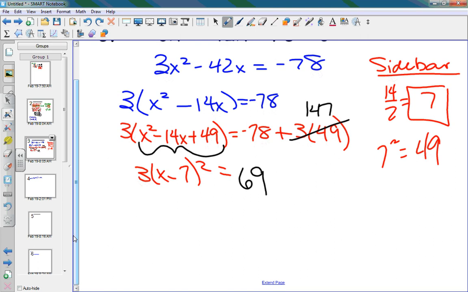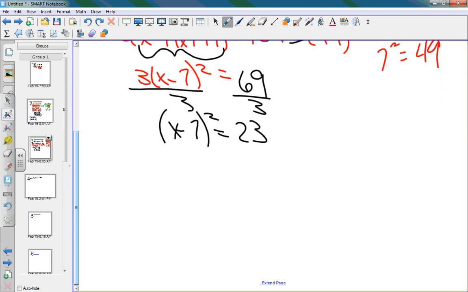So now, Brendan, what do I do? Because I want to find my x-intercept, so I need to solve for x. So what should I do? Divide by 3. But what do I know that 3 to be still? It's still my stretch. Do we understand that? So if I divide by 3, I'm going to have x minus 7 quantity squared is equal to 23. Now what?